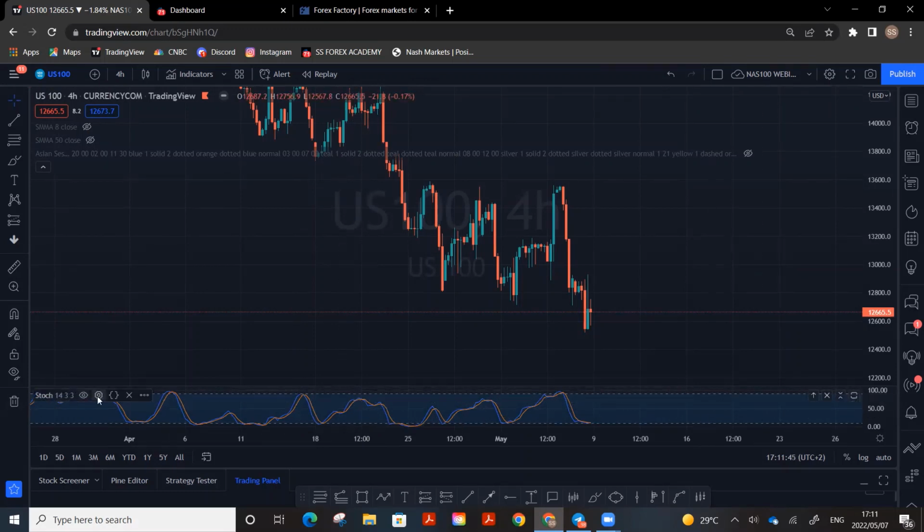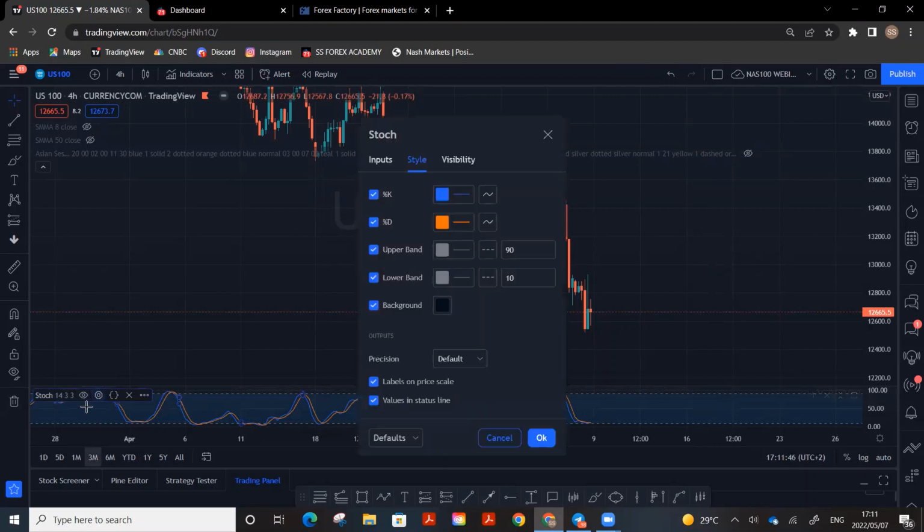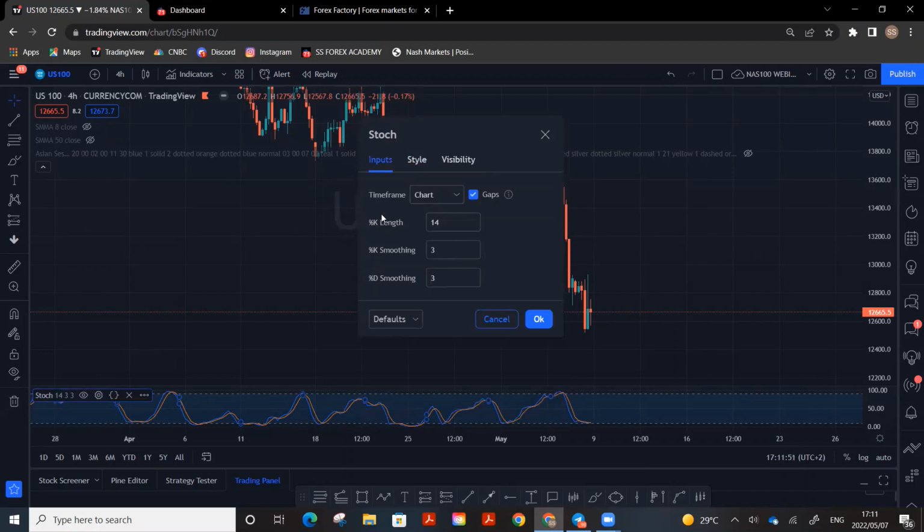On your bottom left corner, you're going to go to settings. And the settings are as follows. You're going to put your inputs. Your percentage length would be 14. Your percentage smoothing is 3. And your bottom percentage smoothing is also 3, right? So it's 14, 3, and 3.